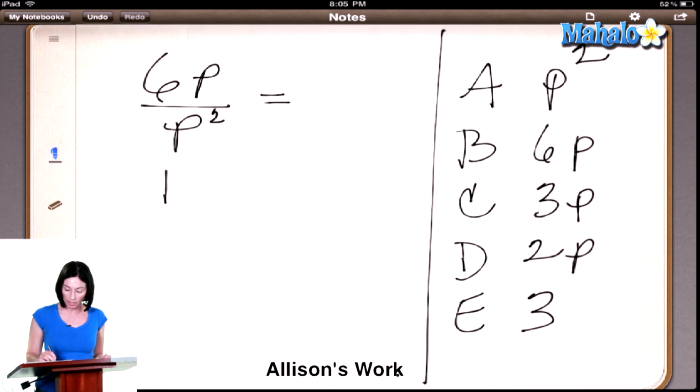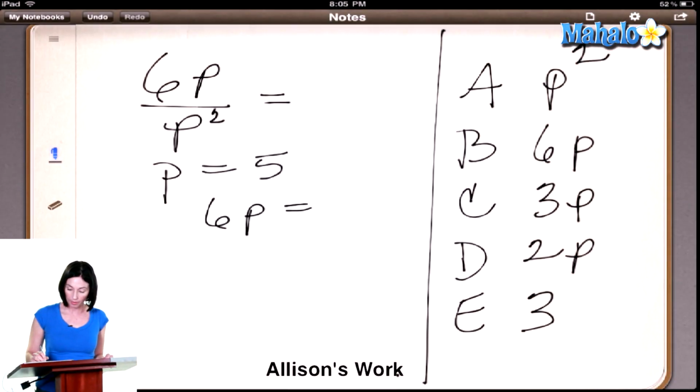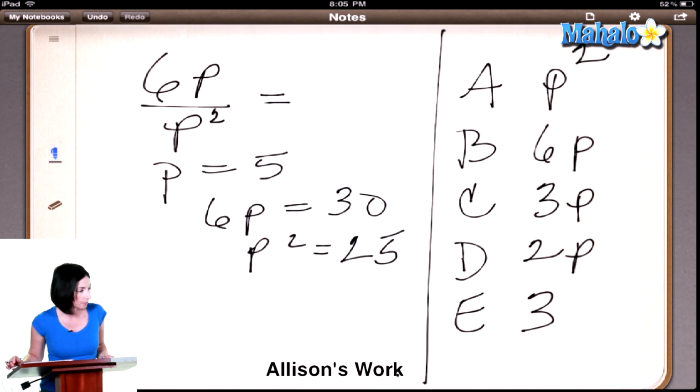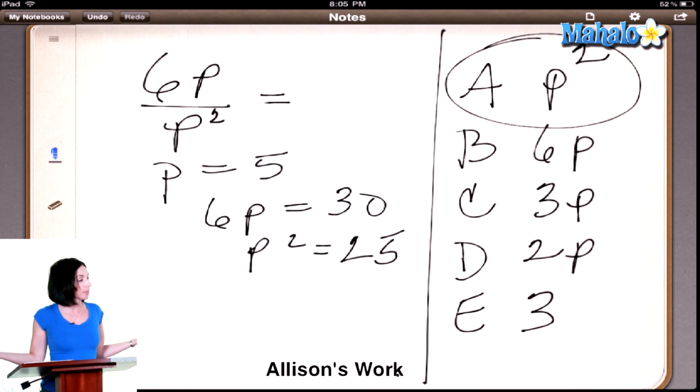Right. So let's say p is equal to 5. Then 6p would be 30, 6 times 5, and p squared is 25. Now, if you divide 30 by 25, do you get a remainder? Yes, you do. So is p squared a factor of 6p? What question did they ask us? Which of the following is not a factor of 6p? So we don't even have to keep going. We can just stop right there, because we found the one that's not a factor.